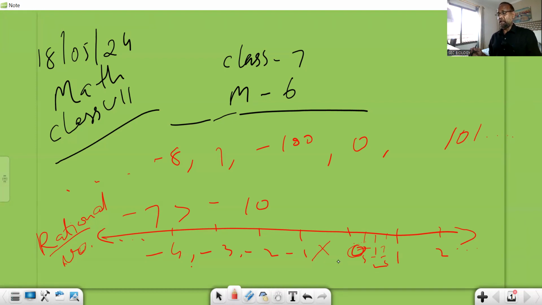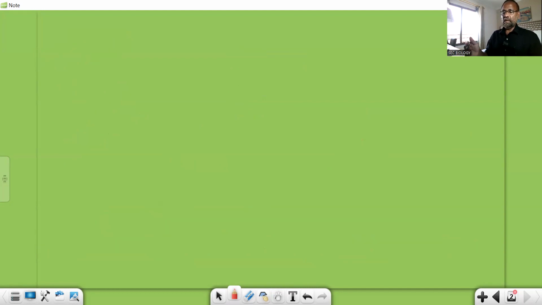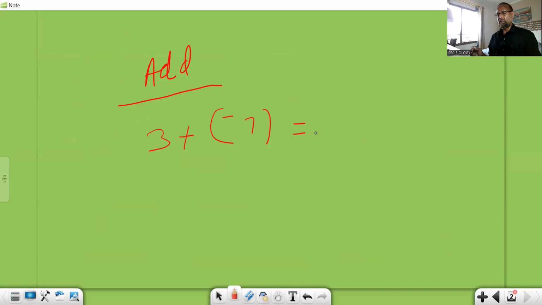Fractions, we told many times addition, subtraction, multiplication, division. Like that, now we are doing integers revision again. Now, please, addition of integers, add. Okay, fine. 3 plus -7. There is no confusion. Find the difference and put the sign of the big number.